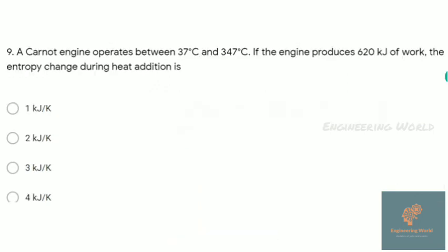Next question. A Carnot engine operates between 37 degrees Celsius and 347 degrees Celsius. If the engine produces 620 kilojoule of work, the entropy change during heat addition is? We know that efficiency is equal to 1 minus T2 divided by T1. T2 is given as 37, we have to convert it into Kelvin. Also efficiency is equal to work divided by energy supplied.